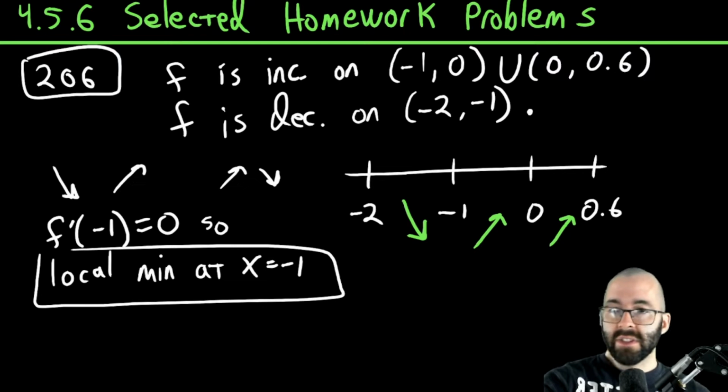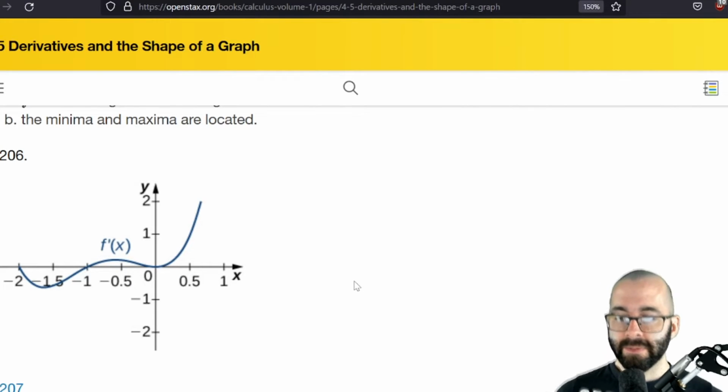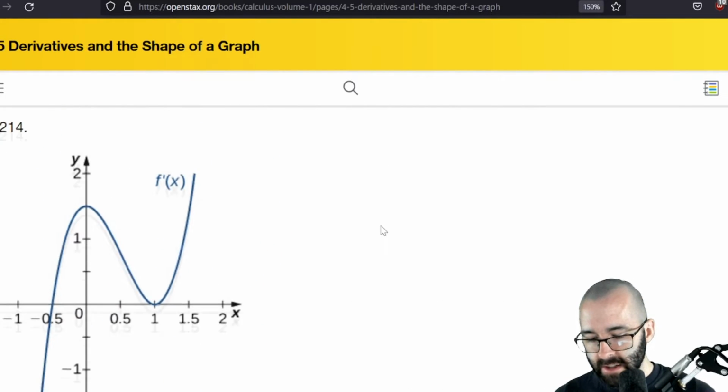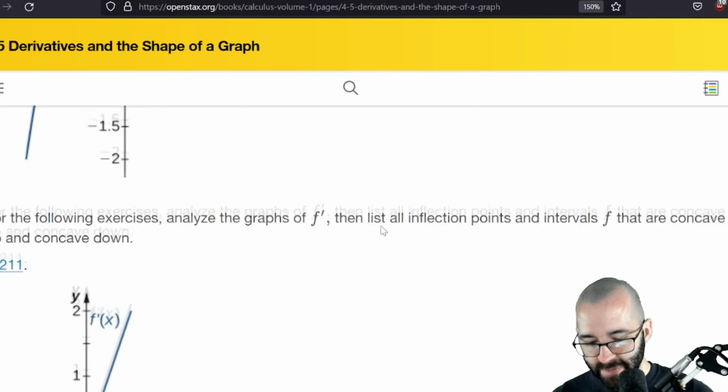And that's it. That's it for this problem. That's all we know. That's how you approach these sorts. Do 214. Scroll down to 214. Wait, what are we supposed to do for this problem?